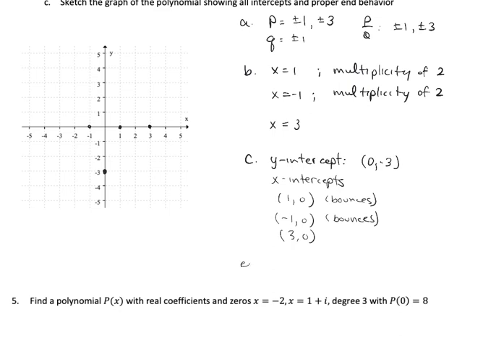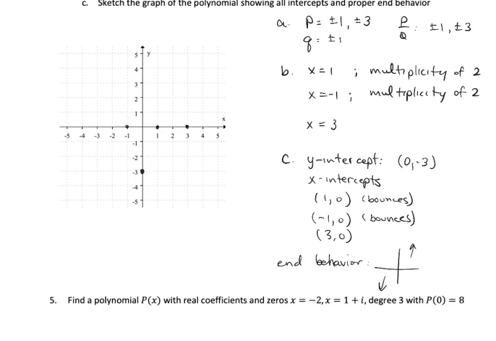And then the end behavior, because this is degree 5, the left side is going down and the right side is going up. So on our graph, left side is going to negative infinity, right side is going to positive infinity.